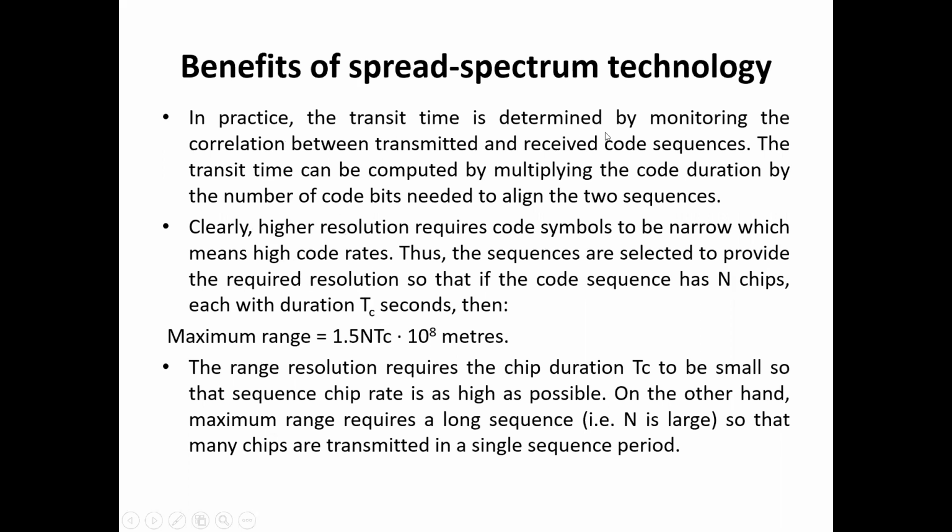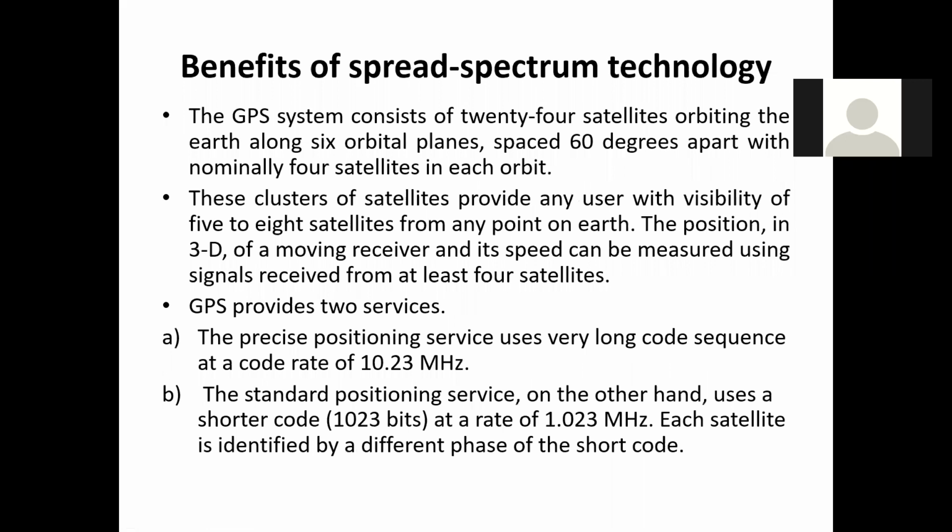In practice, the transit time is determined by monitoring the correlation between the transmitted and received code sequences. The transit time can be computed by multiplying the code duration by the number of code bits needed to align the two sequences. Look, Tc, the time of the chip, and N, the number of chips. And since you said transit time over 2, it will be 3 multiplied by 10 to the power 8 over 2, which is 1.5 N Tc multiplied by 10 to the power 8 meters. The range resolution requires the chip duration Tc to be small, I mean using high frequency, in order to get accurate results.